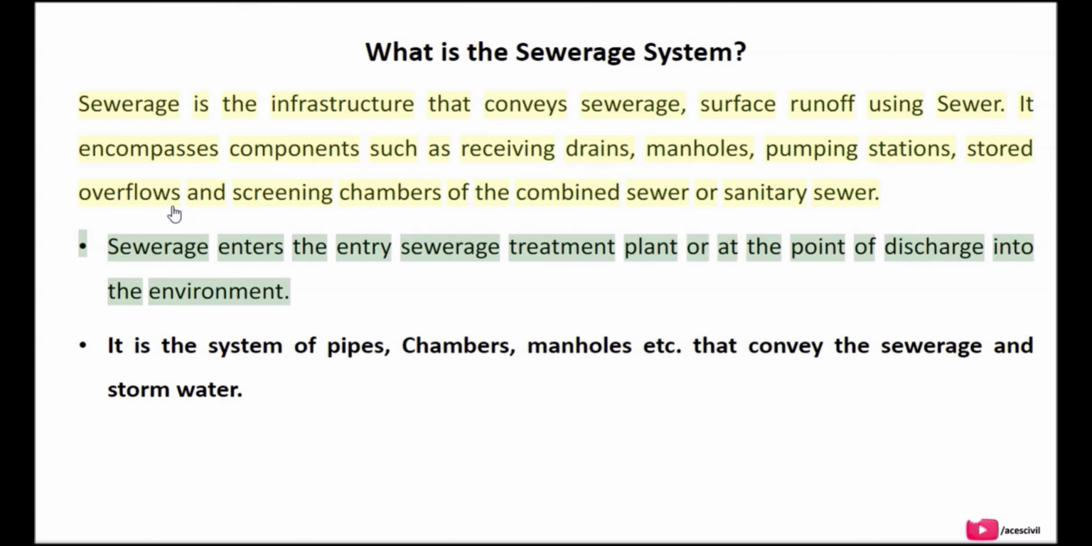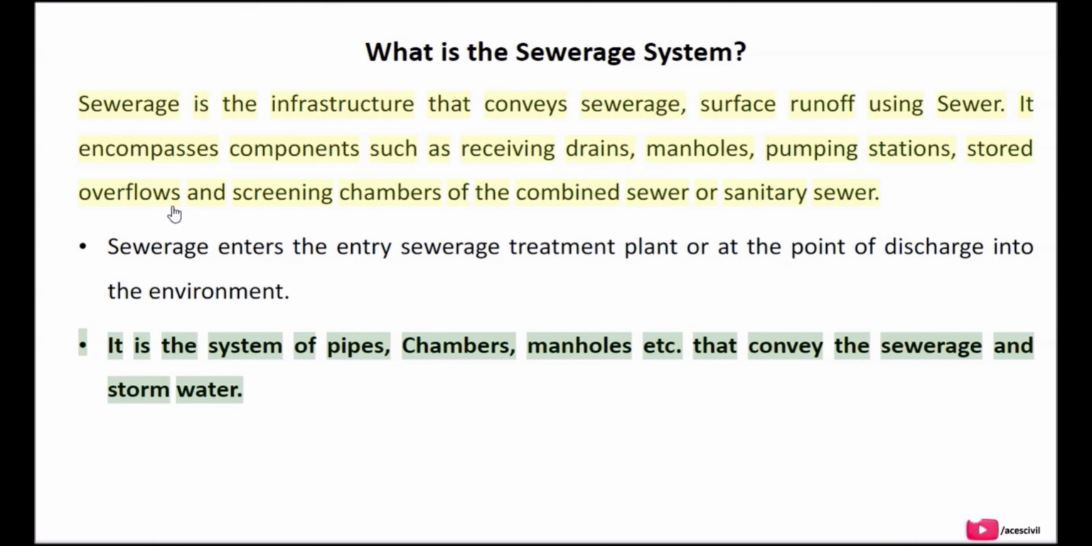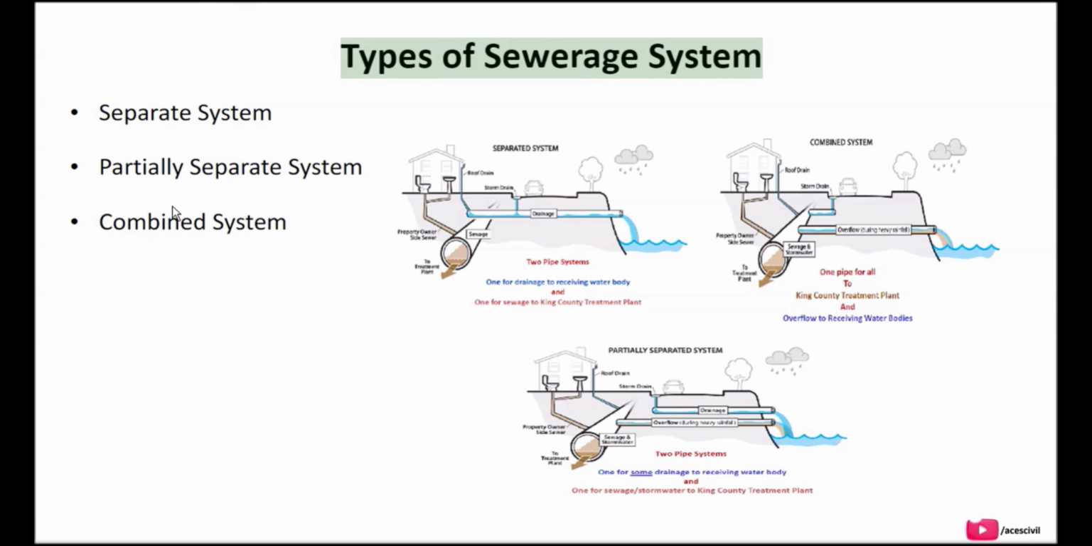Sewage enters the sewage treatment plant or the point of discharge into the environment. It is the system of pipes, chambers, manholes etc. that convey the sewage and storm water. Types of sewerage system: separate system, partially separate system, combined system.